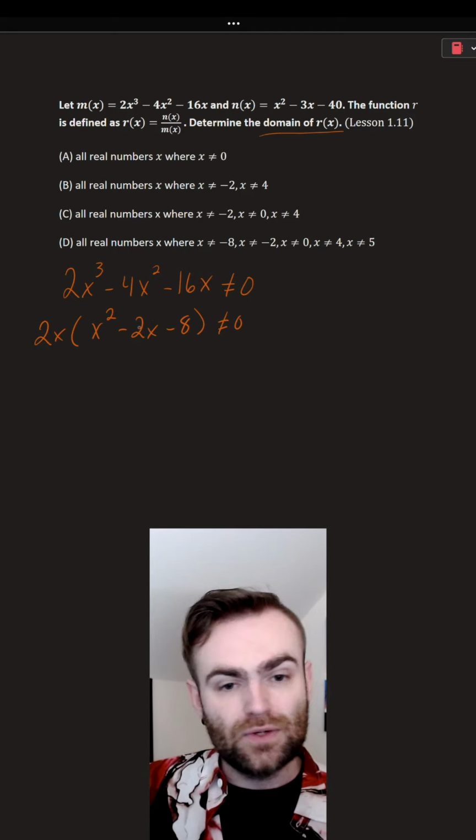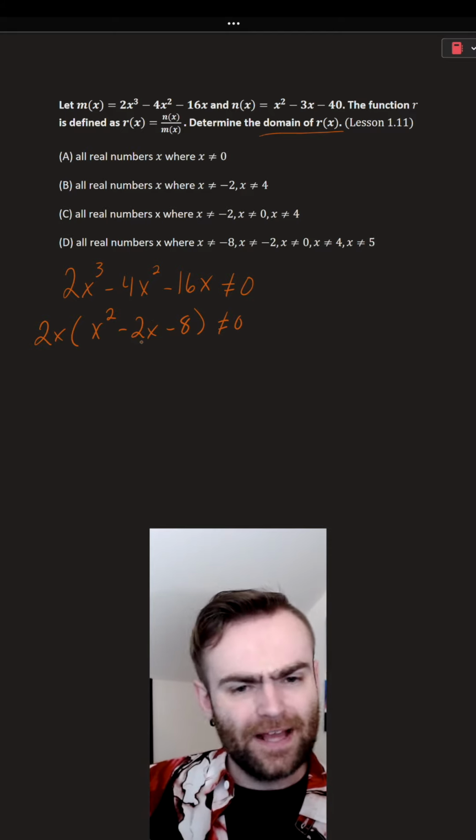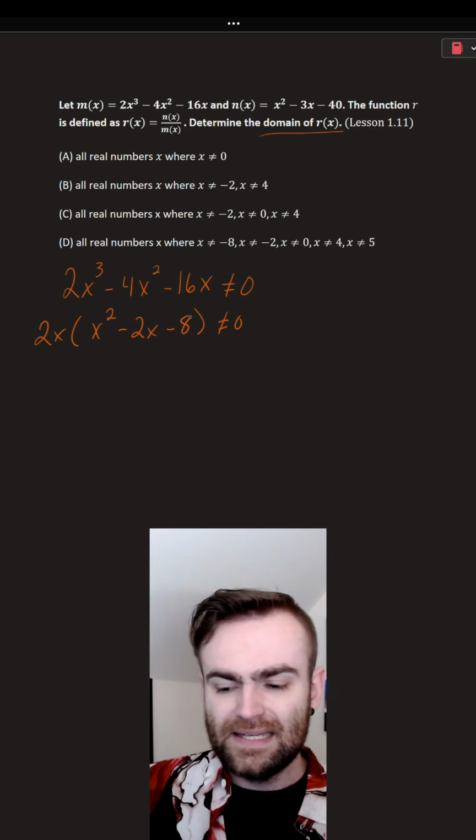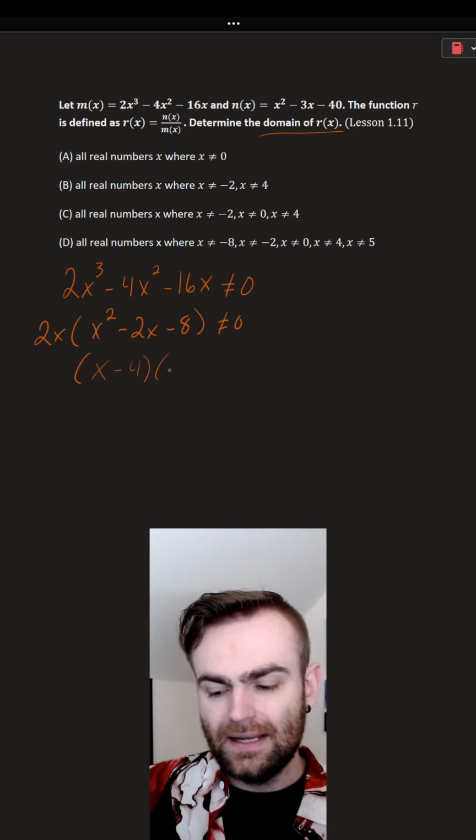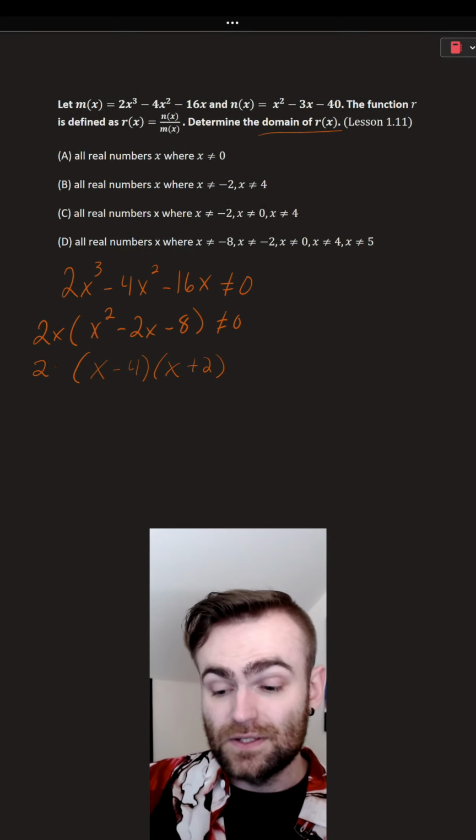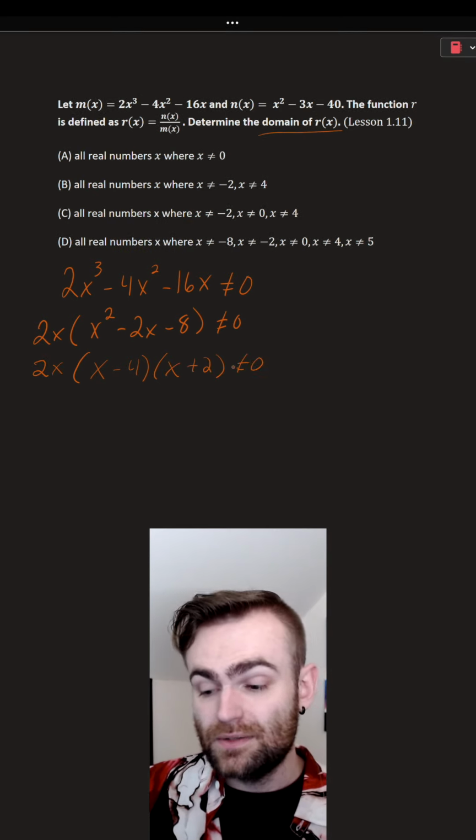Now we're left with a quadratic inside these parentheses. We can factor this. What multiplies to negative 8 and adds to negative 2? Well, that would be negative 4 and positive 2. Keeping in mind we still have this 2x in front. We're not equal to 0.